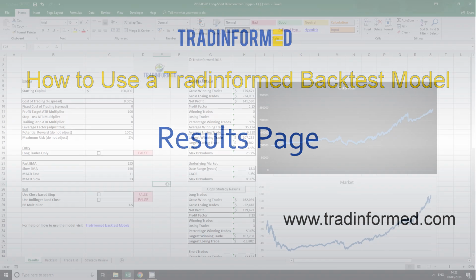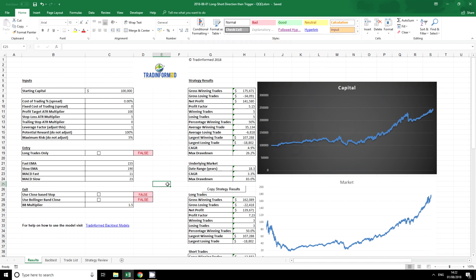When you first open a Tradinformed backtest model, this is the page that you will see. This is the results page, and it also contains inputs into the model. I'm going to start over here on the left and go through what each of these cells does.